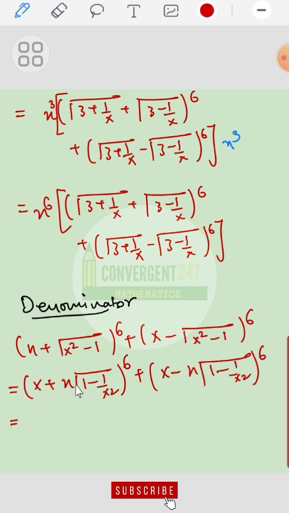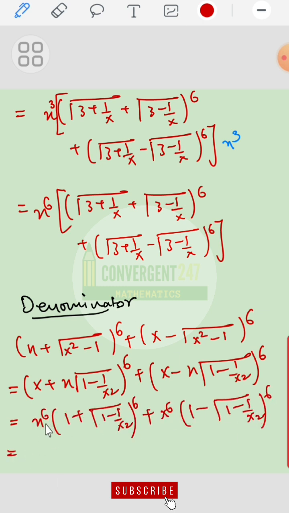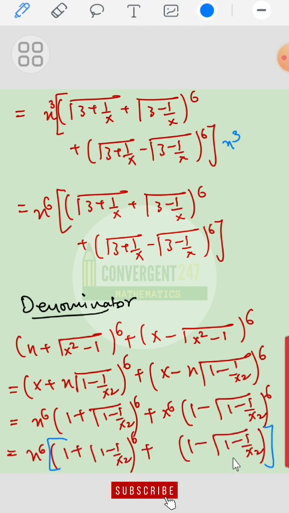Now take x common from this bigger bracket. So what do we have? Let's take x to the power 6 common from both expressions. So finally what we get is this thing. So this is the final denominator that we needed.